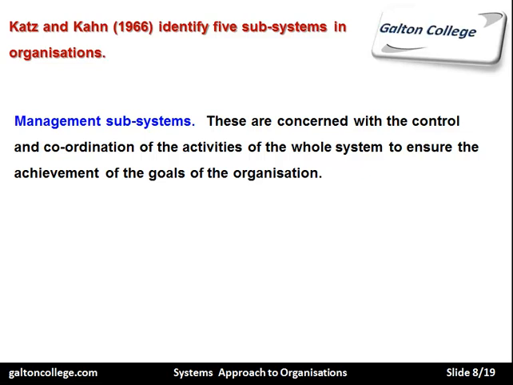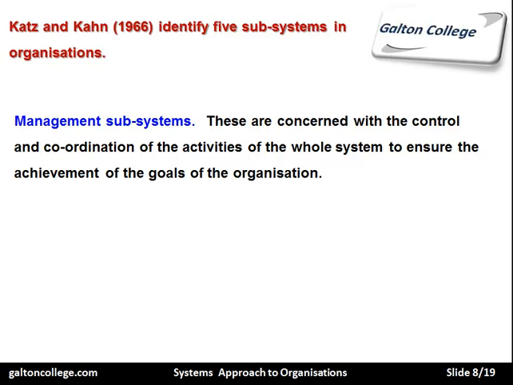These are concerned with the control and coordination of the activities of the whole system to ensure the achievement of the goals of the organization. So the goals of the organization will be stated in the corporate strategy. That will be summarized in the mission statement of the organization. So these are the goals of the organization, but they must be operationalized. They must be moved into an operational plan, a marketing plan, a HR plan, and so on, and they must be operated upon accordingly.